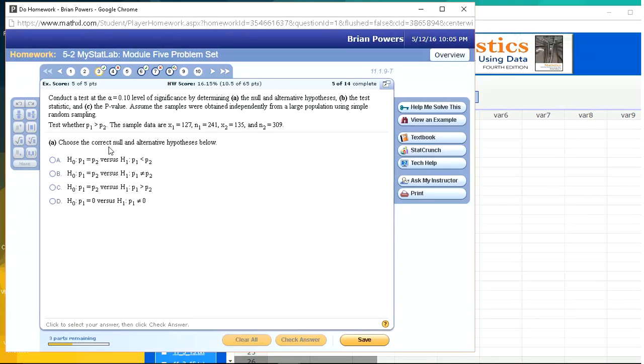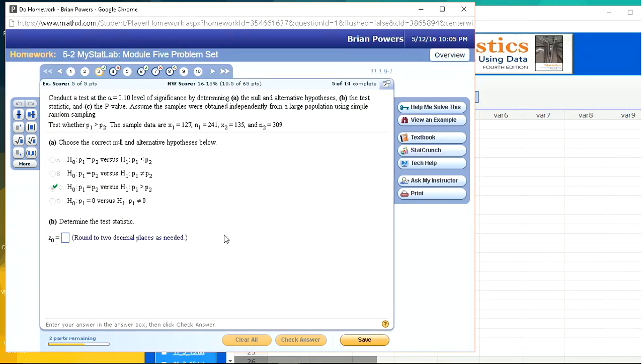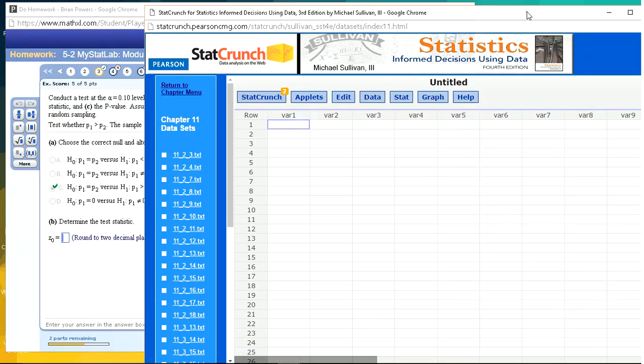First off, the correct null hypothesis and the alternative. The null hypothesis is going to be that P1 equals P2. The alternative is this hunch that we're testing, P1 greater than P2. And, okay, the test statistic. Now this we're going to get from Statcrunch.